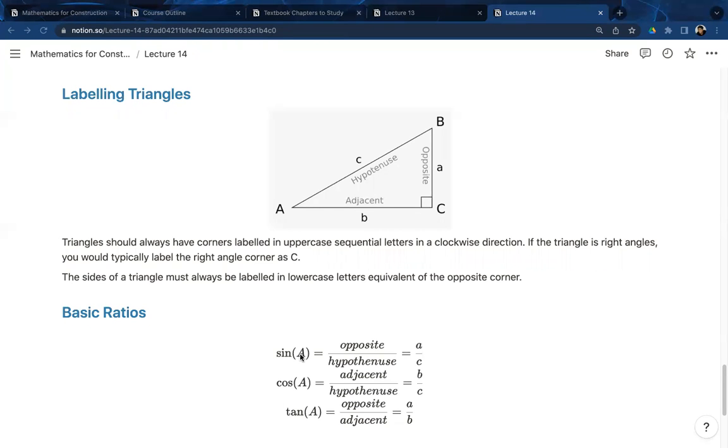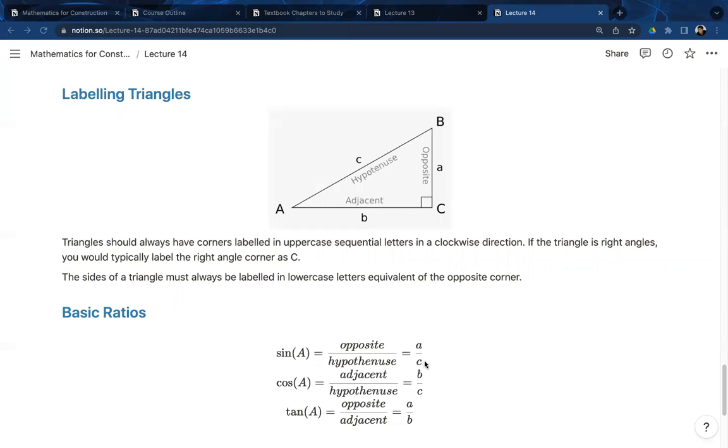So we define the sine of an angle as opposite over hypotenuse. That's where these things come from. These things are defined as ratios. Cosine of an angle is the adjacent over hypotenuse. Of course, the opposite is the side opposite to the angle A. So if A is this point at the bottom left here, then opposite is the side lowercase a, the side opposite it, right? And the hypotenuse is opposite to the right angle.